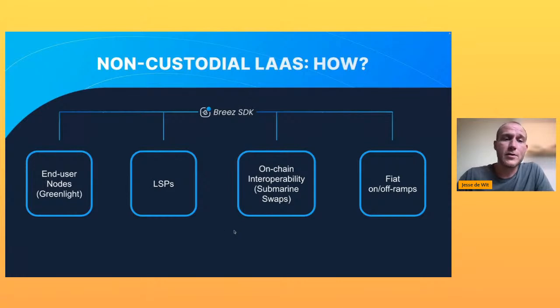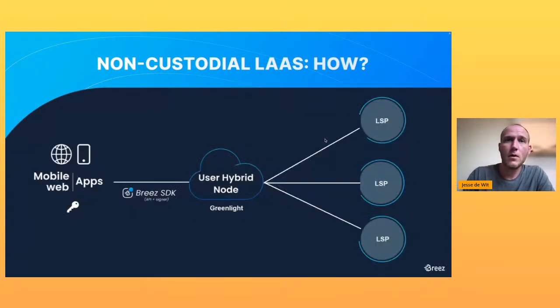The SDK is focused on Lightning. We do provide on-chain interoperability through submarine swaps, so you can send funds from Lightning to on-chain and receive funds from on-chain into your Lightning channels. And on top of that, there's a fiat on and off ramp that provides an easy onboarding experience into Bitcoin for new and existing users as well. So let's put that into a picture.